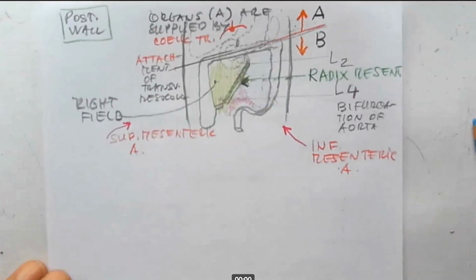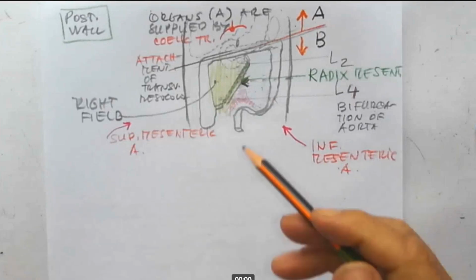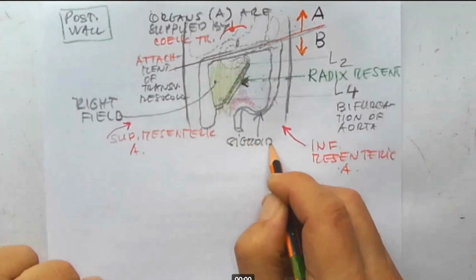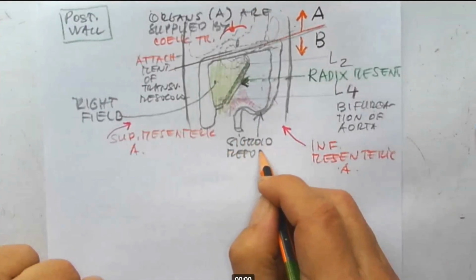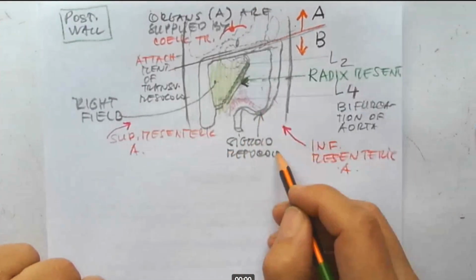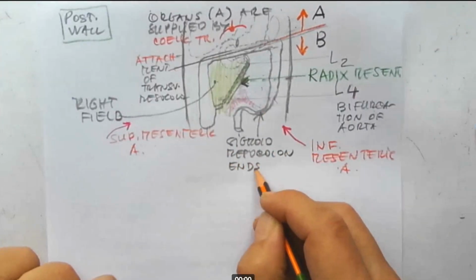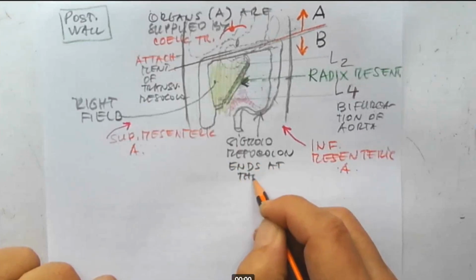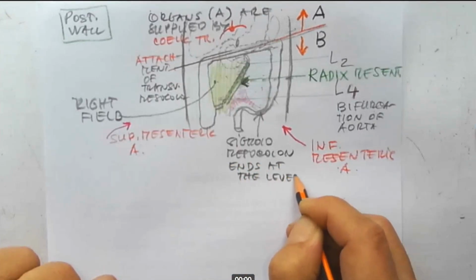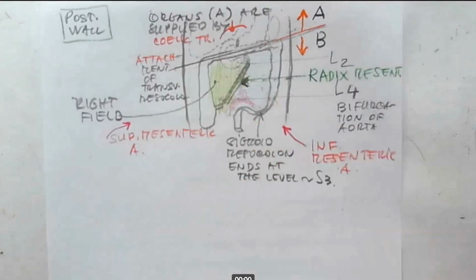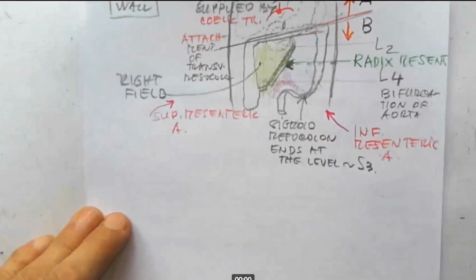I know this is a very quick revision, so we fully understand it. By the way, there is also sigmoid mesocolon. Just add one piece of information: sigmoid mesocolon, which descends from that L2 area, and it ends at the level of around S3. So it passes deeper to S3, right there. Good.